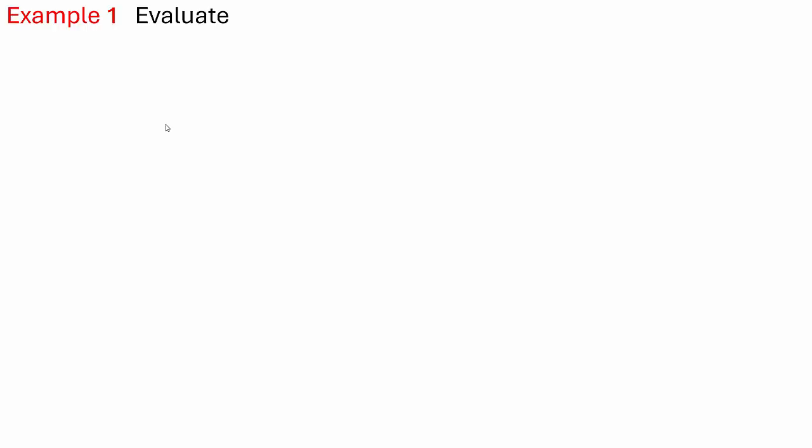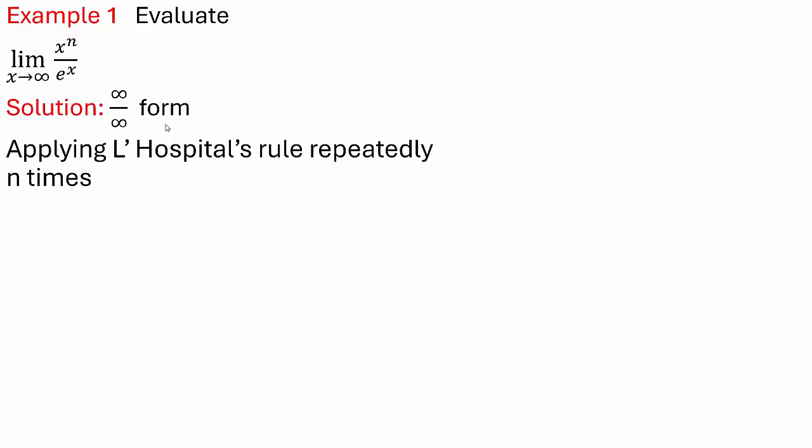Now we shall try to solve the examples based on indeterminate form of the type infinity by infinity. Evaluate limit x tends to infinity of x raised to n divided by e raised to x. Here f(x) is x raised to n. If we put x equal to infinity, it becomes infinity raised to n, which is infinite, and g(x) equal to e raised to x. If we put x equal to infinity, it becomes e raised to infinity, which is again infinity. Therefore, this is an infinity by infinity form.